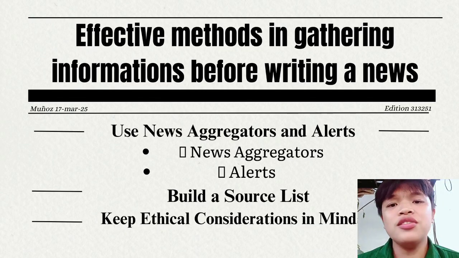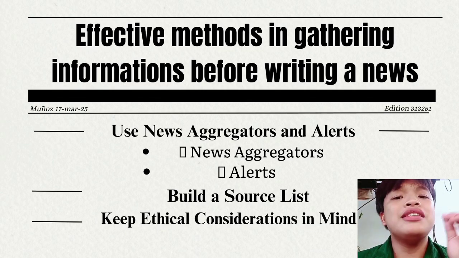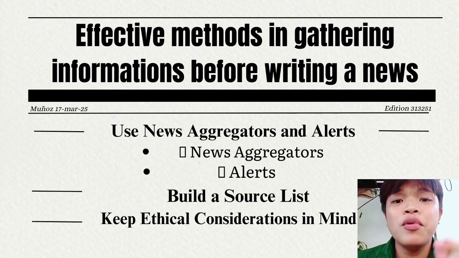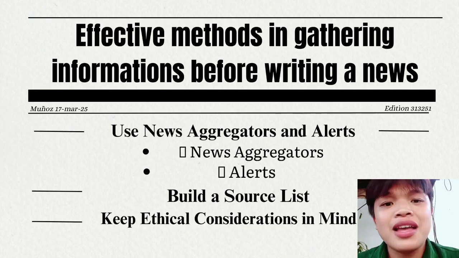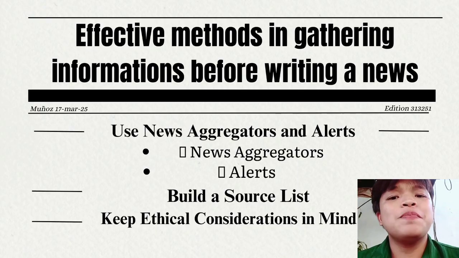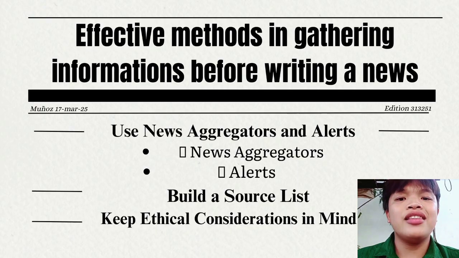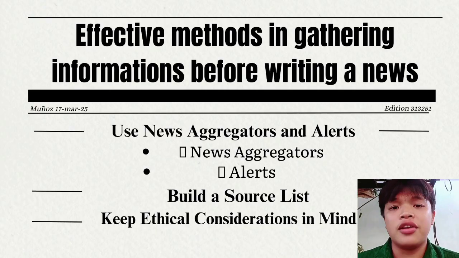Keep ethical considerations in mind. It is crucial to be ethical when using information. Always cite your sources properly, whether it's a book, article, website, or even a film. Respecting privacy means not sharing personal information without permission, and giving credit where it's due ensures that the original creators of the information are recognized for their work.